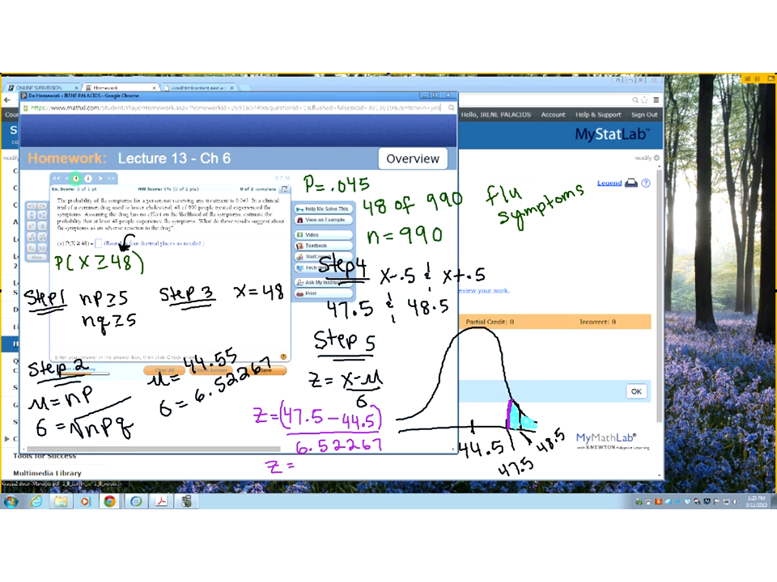Okay, now the z-score is important because remember that we do not have a standard normal distribution. So I need the z-score that corresponds to that 47.5. And so what do you get for that z-score? Rounded it to 2.